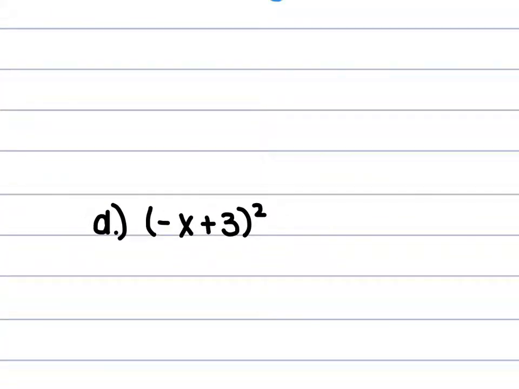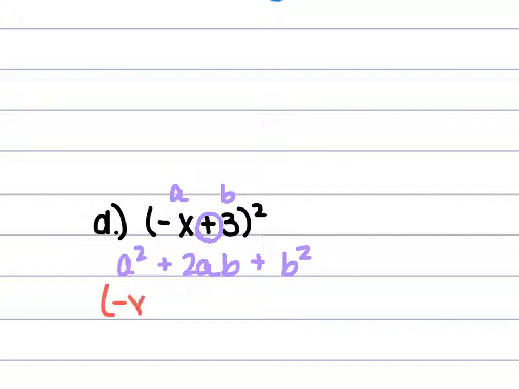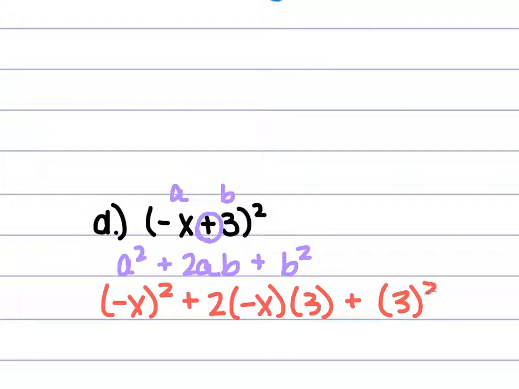For D, we have negative x plus 3 squared. So our a is our negative x. Our b is our 3. We have addition, so we're going to use a squared plus 2ab plus b squared. So inside that a being squared, we're going to have a negative x squared plus 2 times a, which is negative x, times b, which is 3, plus b squared, which is 3 squared.